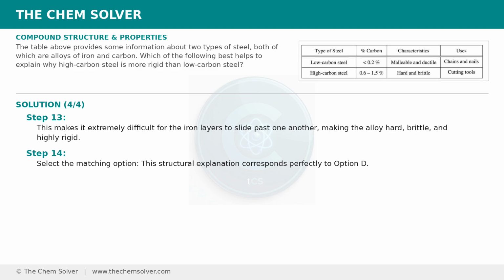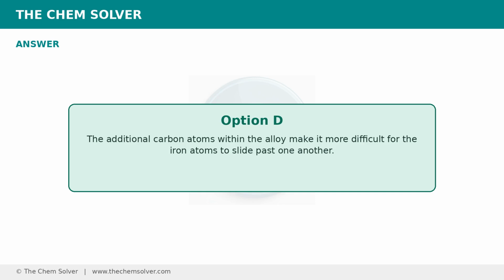This structural explanation corresponds perfectly to option D. The correct answer is option D. The additional carbon atoms within the alloy make it more difficult for the iron atoms to slide past one another.